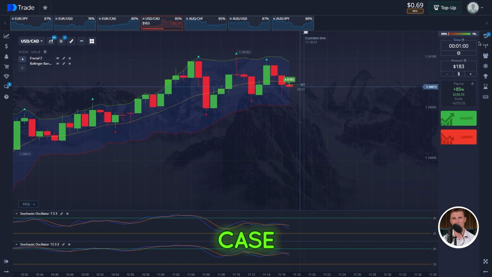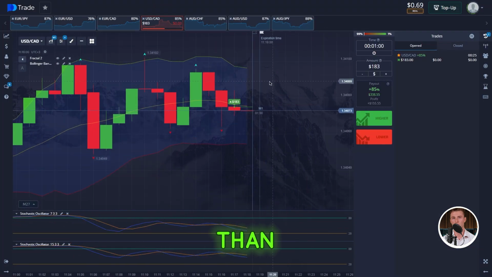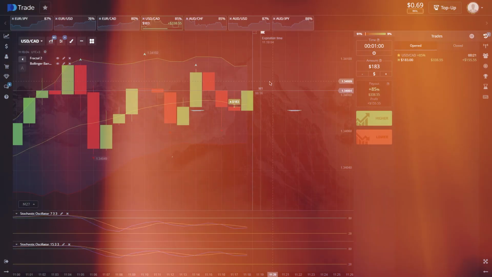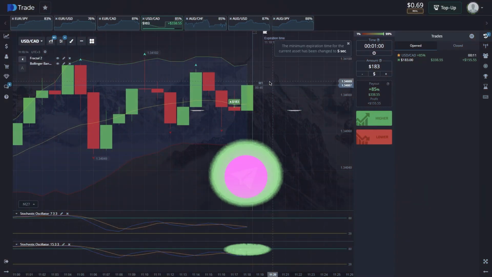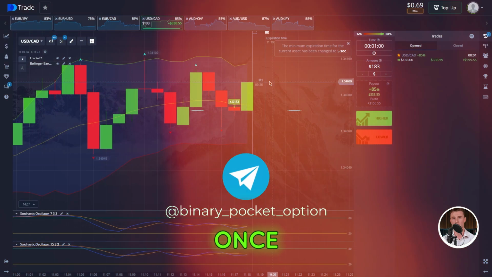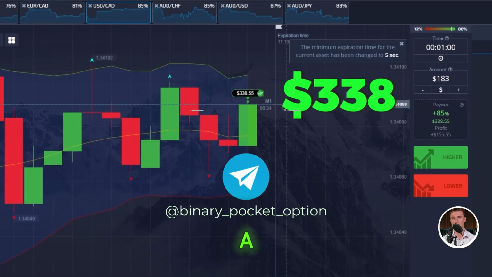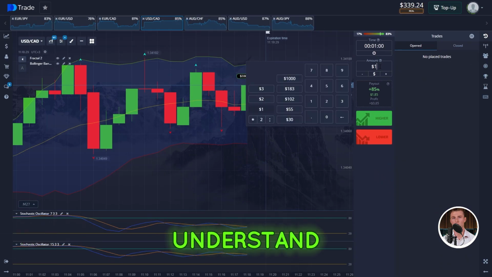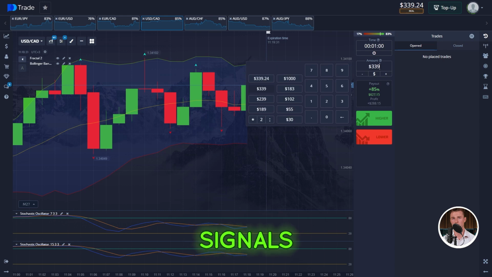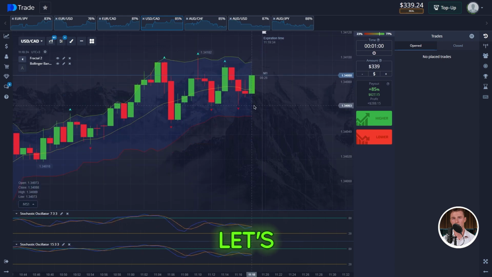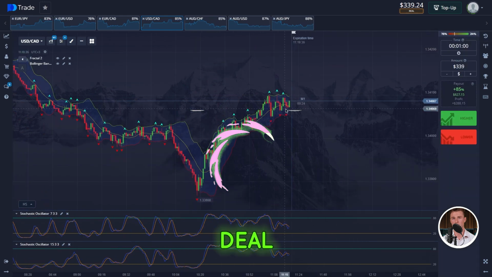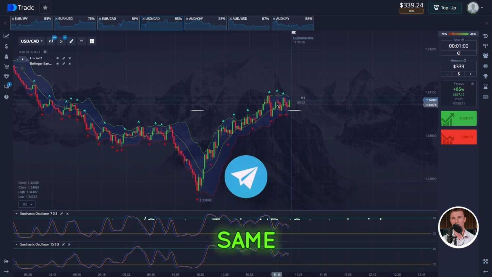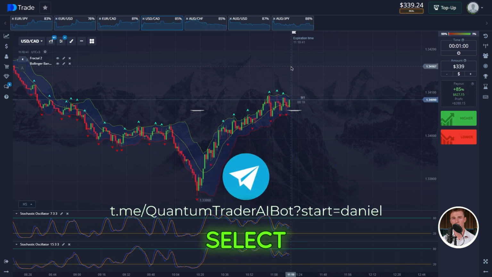In our case, let's look at the result. We have a little more than 20 seconds left. Once again, our deal closes in A+. I hope you understand the principle of working with these signals. Now, let's open a short-term deal on the same principle and select the next currency pair.